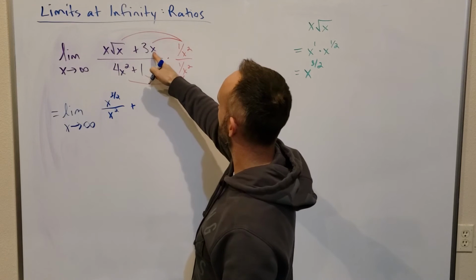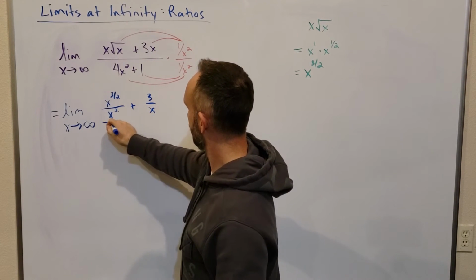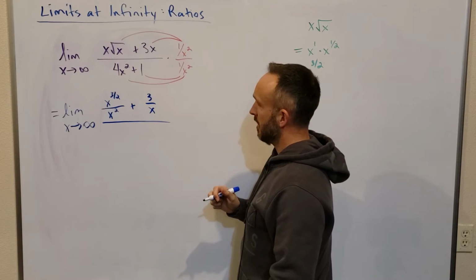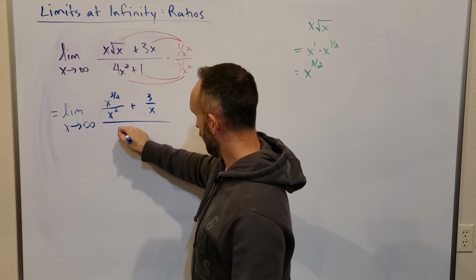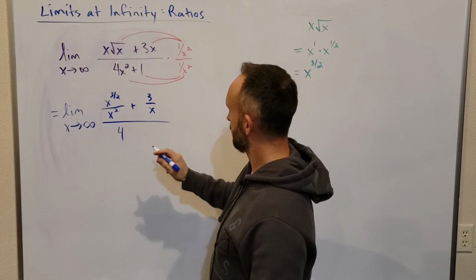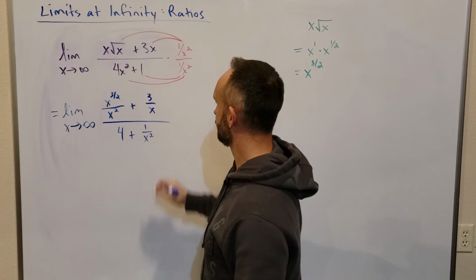Yeah, we can cancel an x with one of those to give us 3 over x. On the bottom, 4x squared divided by x squared is 4. That's the reason we did this. Plus 1 divided by x squared is 1 over x squared. Okay?